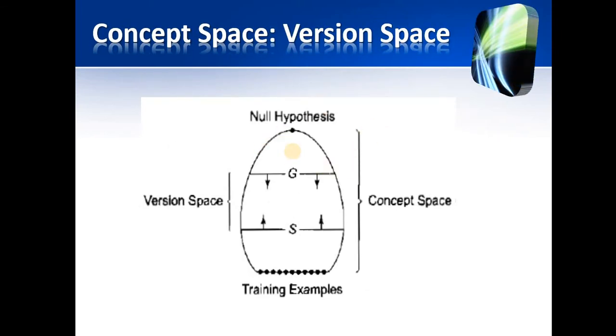We can represent the concept space in another way. This is the partial ordering. The entire partial ordering is called concept space. The top of the concept space is a null description. It consists only of variables. At the bottom are all possible training instances, which contain no variables.